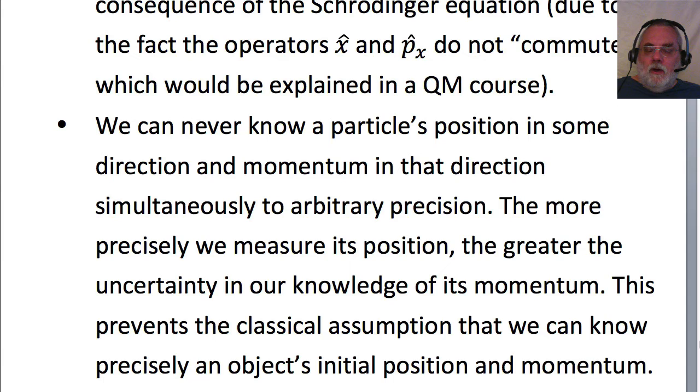We can never know a particle's position in some direction and momentum in that direction simultaneously to arbitrary precision. The more precisely we measure its position, the greater the uncertainty in our knowledge of its momentum. This prevents the classical assumption that we can know precisely an object's initial position and momentum. In quantum mechanics, we cannot.